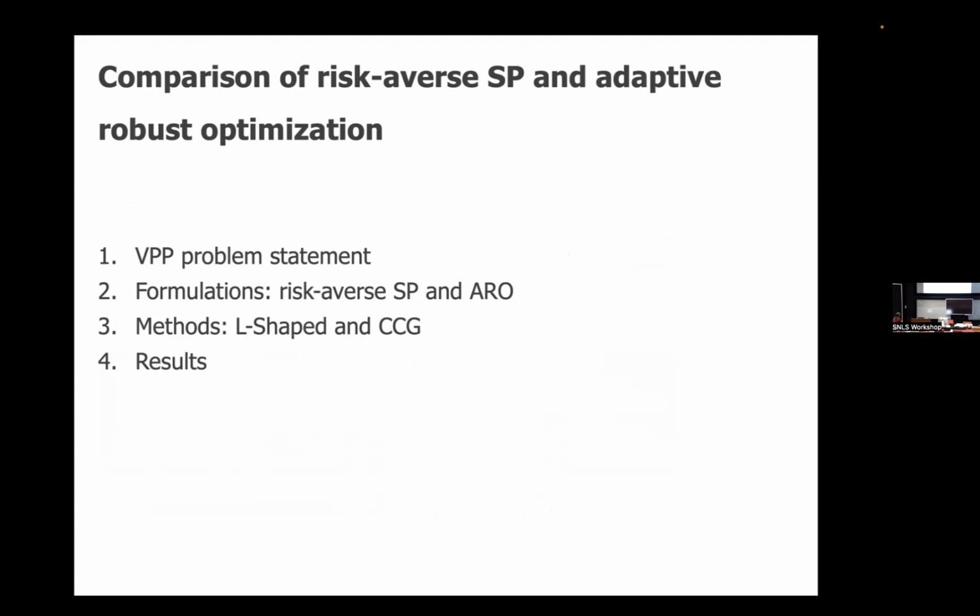In our case, we are going to compare two different approaches to solve a risk-averse problem for VPPs: risk-averse stochastic programming and adaptive robust optimization. I will go through the problem statement, the formulations, the methods, and some results.